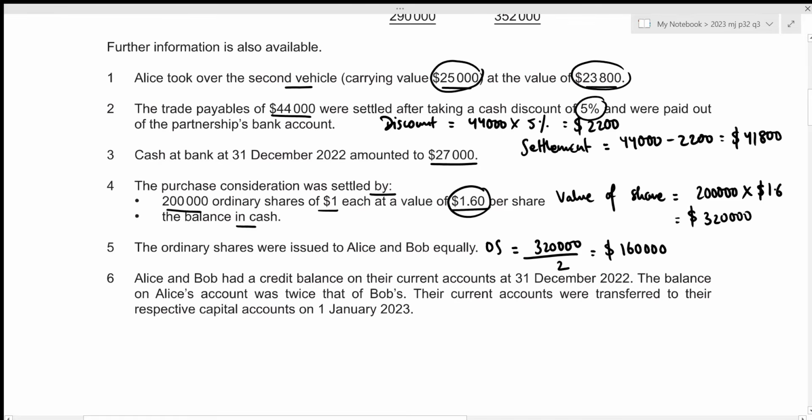Then Alice and Bob had a credit balance on their current accounts at 31st December 2022, and the balance on Alice's account was twice that of Bob's. Their current accounts were transferred to their respective capital accounts on 1st January 2023. Let's figure out their current account balances as well, and we can do so with the help of this equation, asset equals to capital plus liabilities.